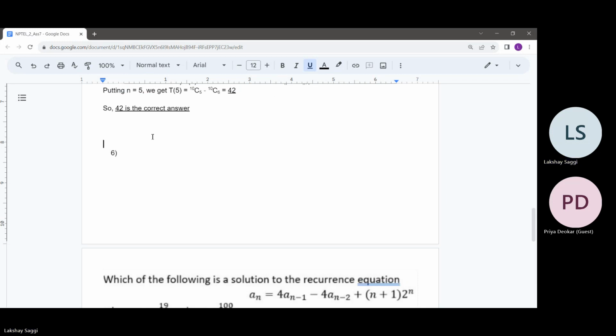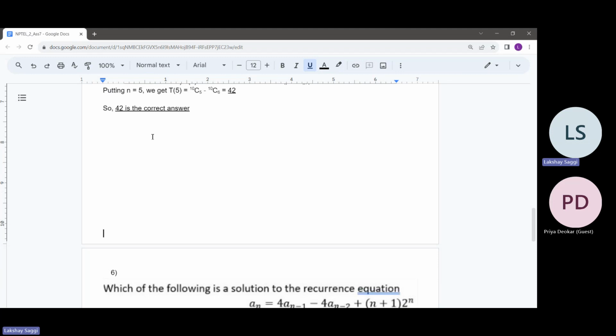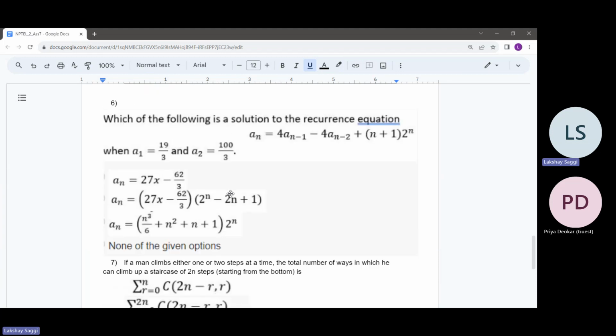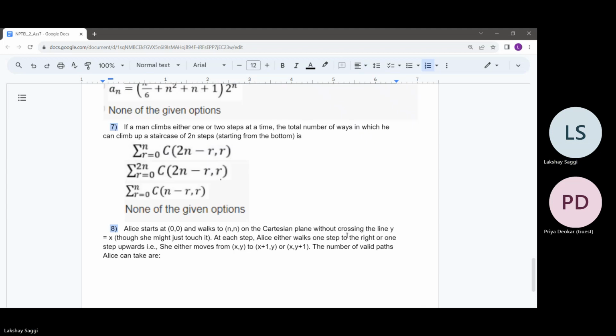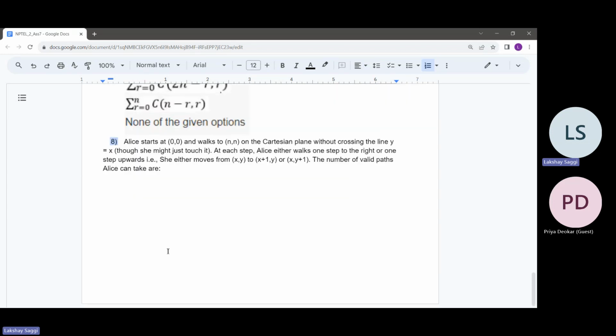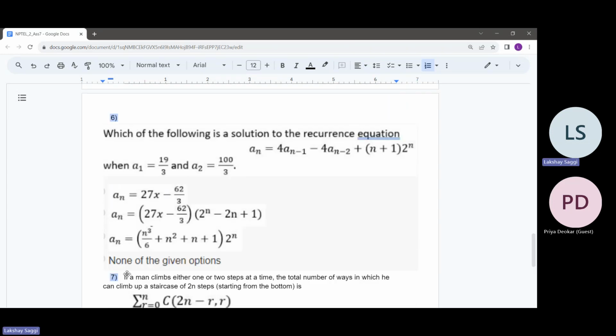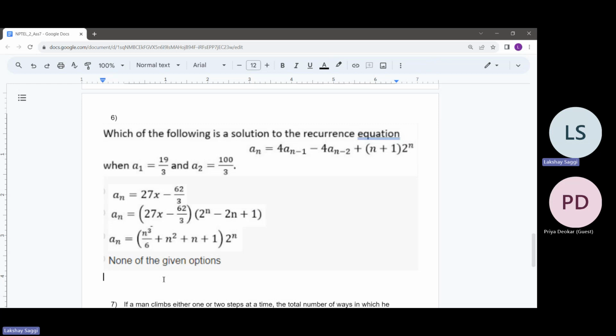Sixth question. Okay, so the sixth question was actually a question which I did not want to discuss that much in the class. Or should I discuss? Let me think. Okay, I guess I can discuss the high level of this.